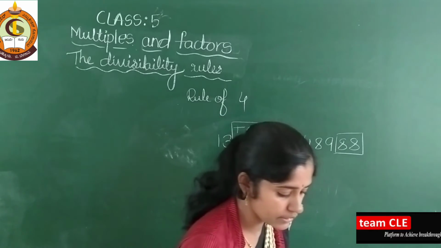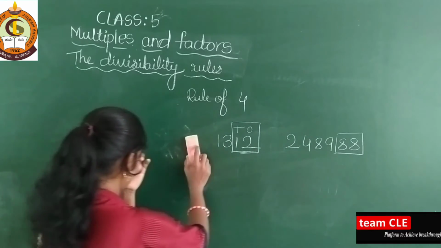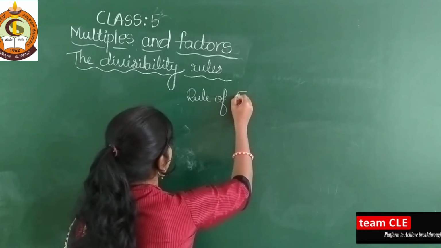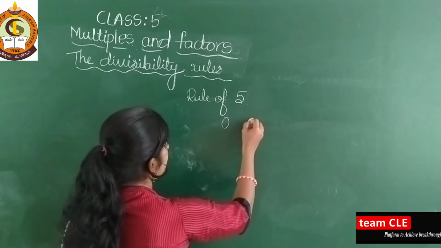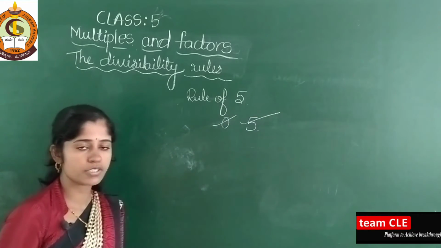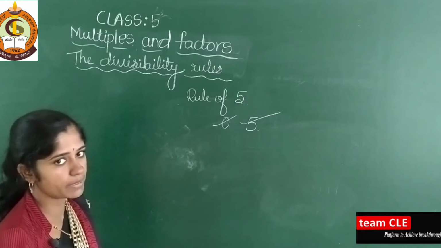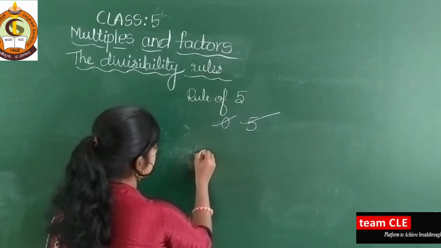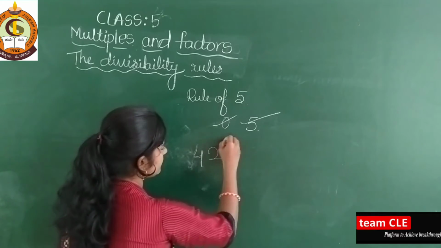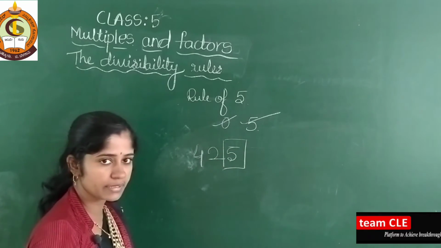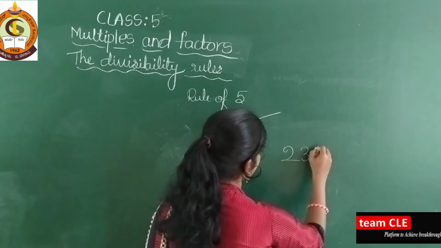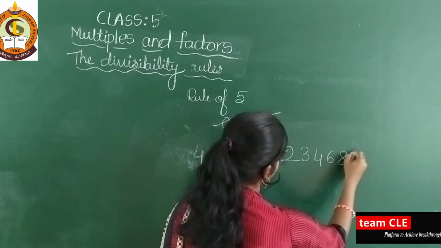So let us see the divisibility rule of 5. See here, dear students, if 0 or 5 is in the ones place, that number is divisible by 5. Let us take one example: 425. See what is in the ones place: 5 is there, so that number is divisible by 5. Now let us take 23685.